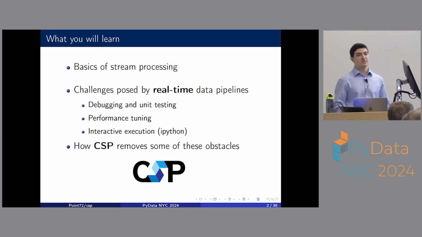So we'll first look at some basics of stream processing and contrast this with static data analysis, which I think most people are more familiar with. We'll then see how this poses some challenges in the development process when you're building real-time data pipelines. These are development challenges, like debugging your application, writing unit tests that you can run in a CI pipeline, maybe tuning the performance if you notice that there are bottlenecks in your pipeline, and also making pipelines that can be interactively executed using tools like Jupyter Notebooks.